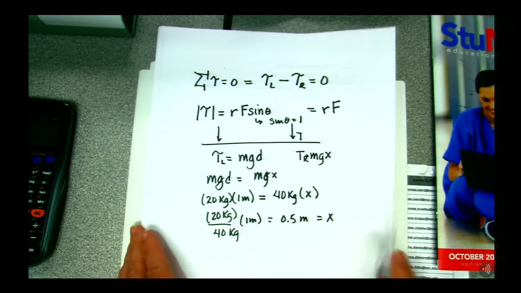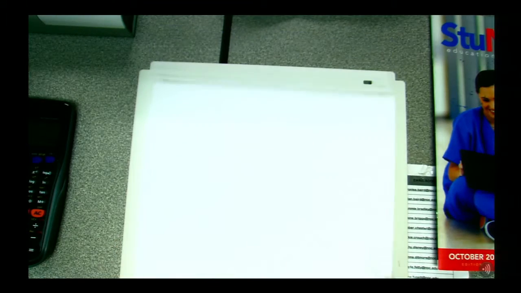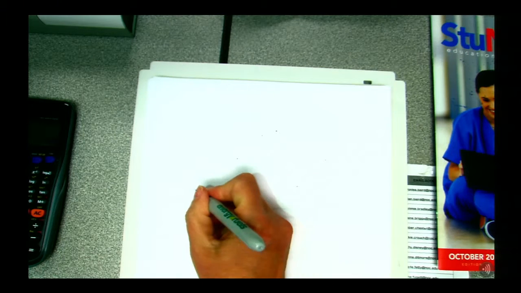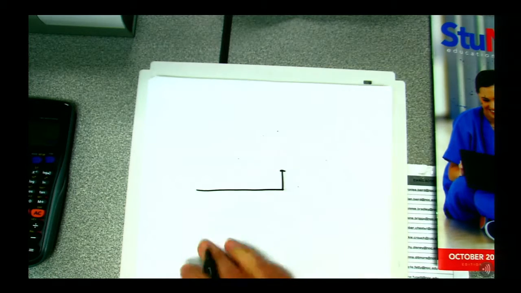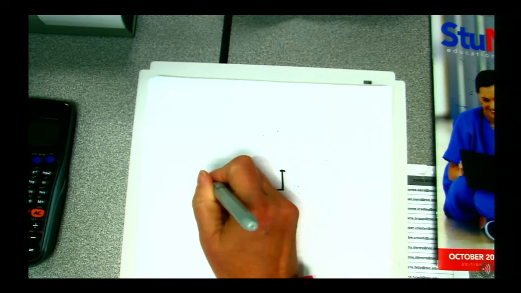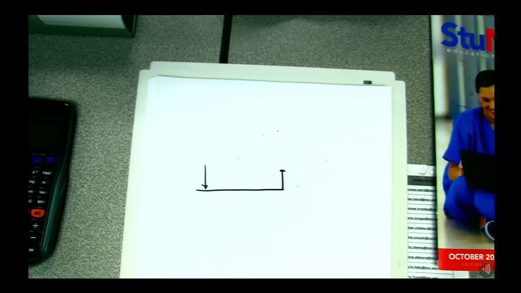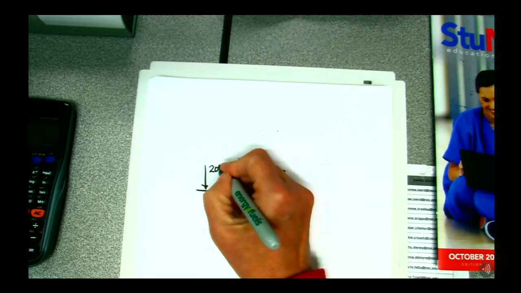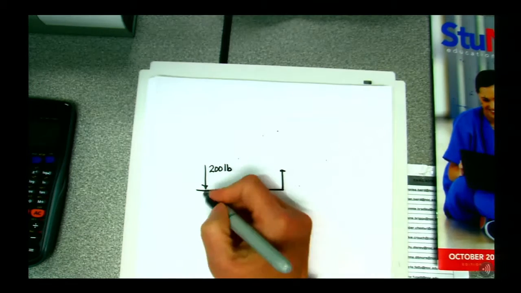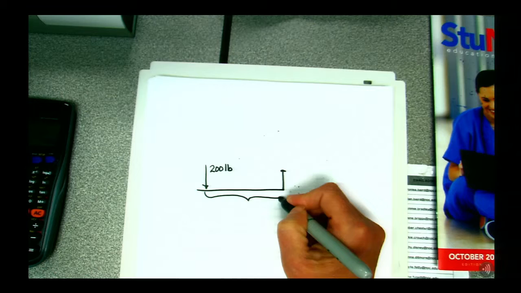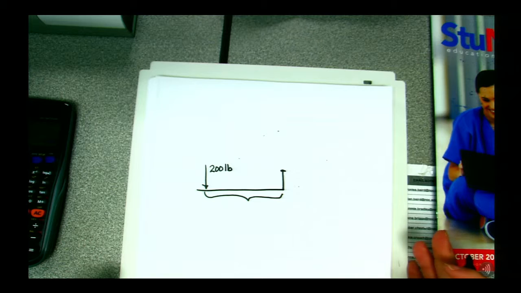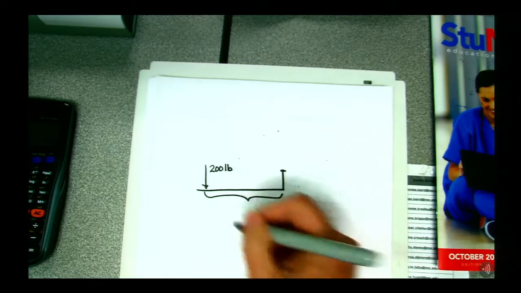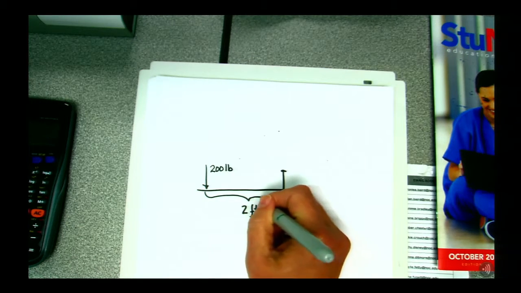So we can do a tire iron problem just for grins and giggles. Here's a tire iron, and we're looking from above. I'm going to apply a force of 200 pounds at the end. My typical tire iron, if I've got a short one, is about 1.5 feet. If I've got a good one, it's about 2 feet. So we'll do it as a 2-footer.